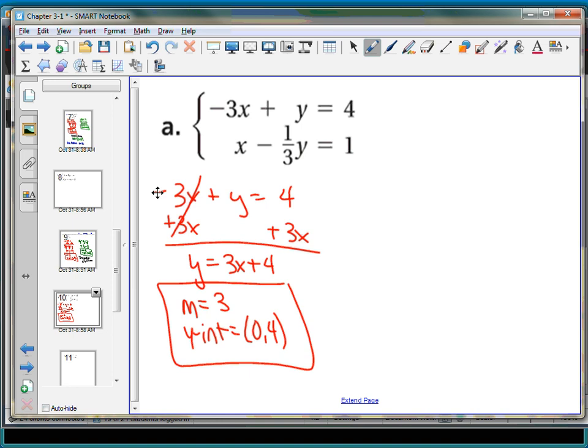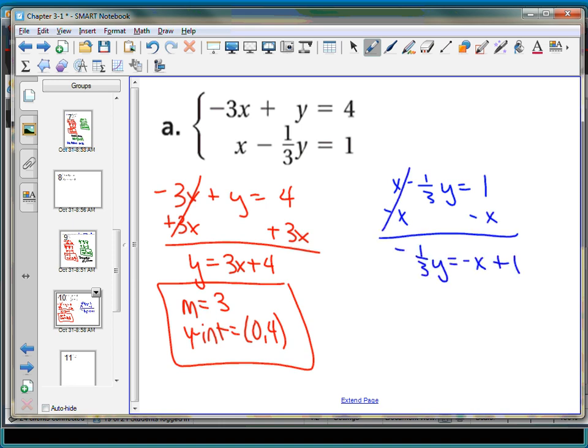Okay, over here. X minus 1/3 y is equal to 1. I'm solving for what? Subtract x. Negative 1/3 y is equal to negative x plus 1. How do I get rid of that negative 1/3? When you divide by negative 1/3, you're actually multiplying by the reciprocal, and the reciprocal here would be negative 3, but put parentheses around that right-hand side, because you're multiplying not just one term, but both terms. Does everybody see that?